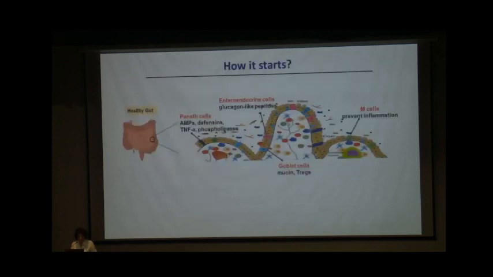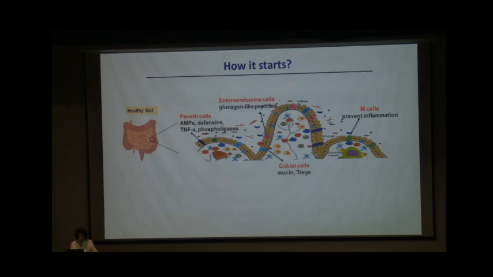How does it start? I will just give a brief of the healthy gut, which everybody knows, only for the students. These are the Paneth cells, which secrete the antimicrobial peptide defensins, and also secrete TNF-alpha and phospholipases. Enteroendocrine cells secrete glucagon-like peptides. Goblet cells secrete mucin and develop Tregs. And the M cells prevent inflammation.